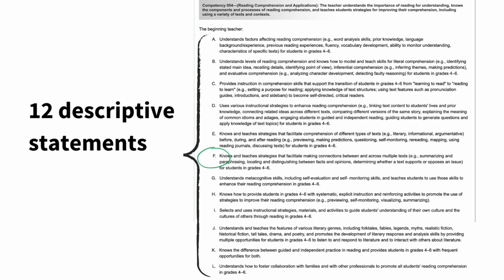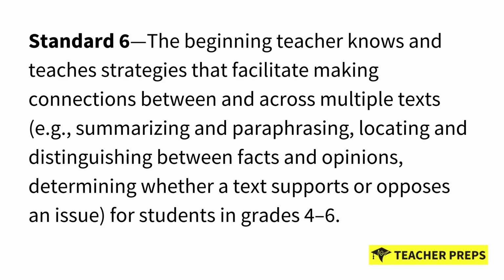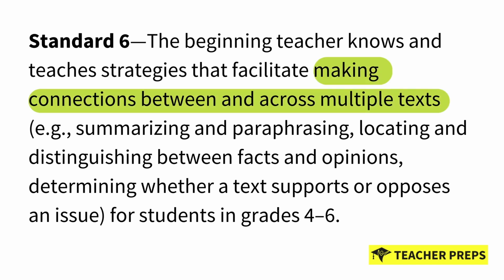Moving straight into our sixth descriptive statement in competency 4, this one reads, knows and teaches strategies that facilitate making connections between and across multiple texts, such as summarizing and paraphrasing, locating and distinguishing between facts and opinions, determining whether a text supports or opposes an issue. Once again, this is all for students in grades 4 through 6. Here we have making connection leads to comprehending what you read. And that's the focus of this lesson. So let's get started.